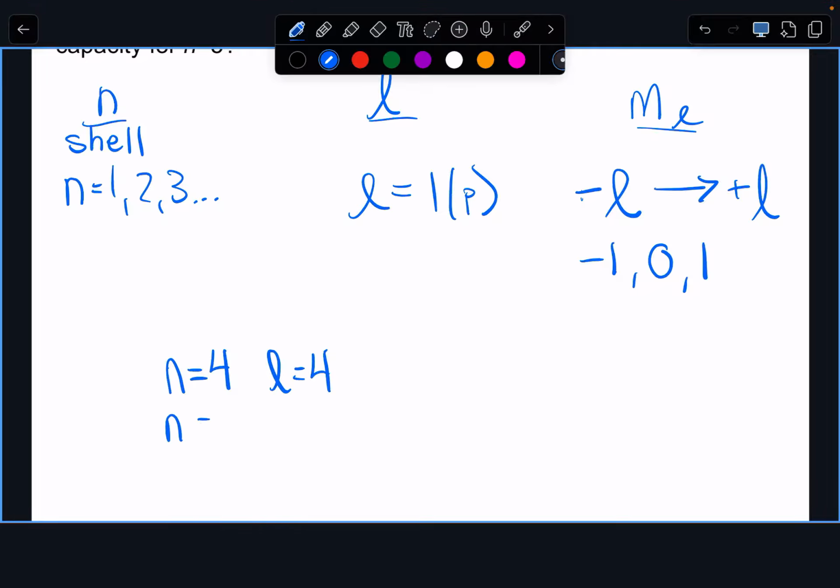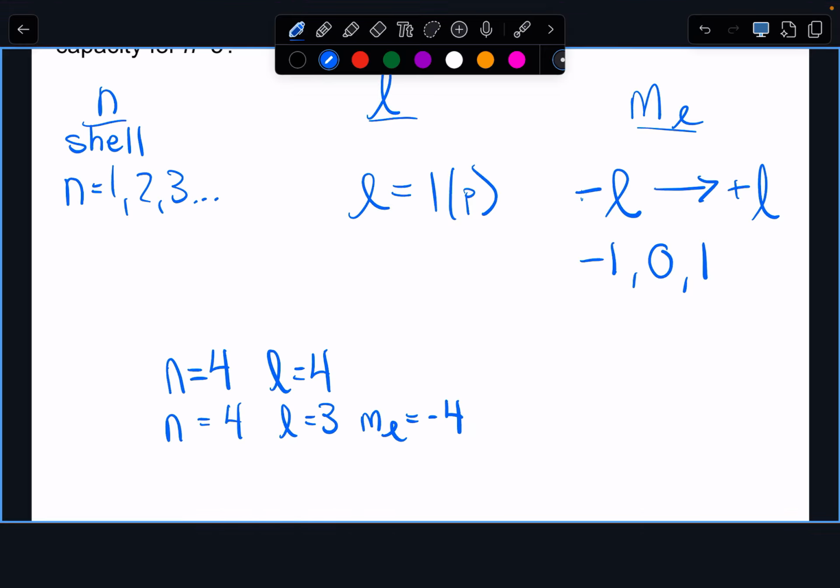Or maybe n equals 4, l equals 3, m sub l equals negative 4. That is also not allowed because the m sub l is limited to negative l to positive l. So if it's 3, it has to be negative 3, negative 2, negative 1, 0, 1, 2, 3. Okay, so those are the more theoretical type of questions you'll see that are more typical of chapter 8.